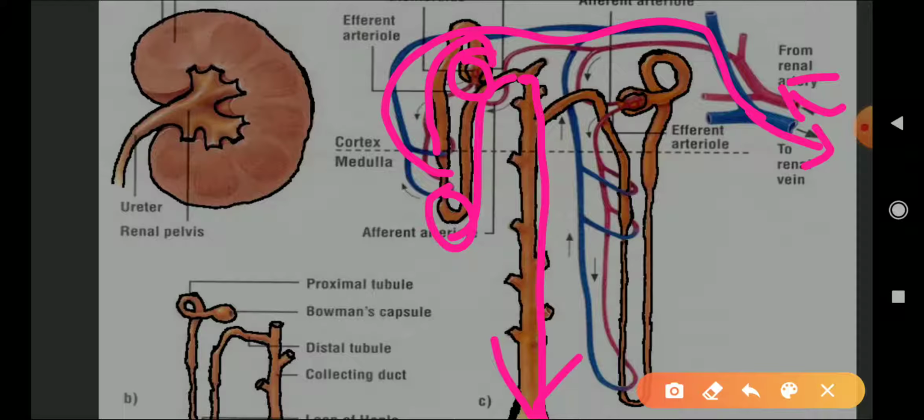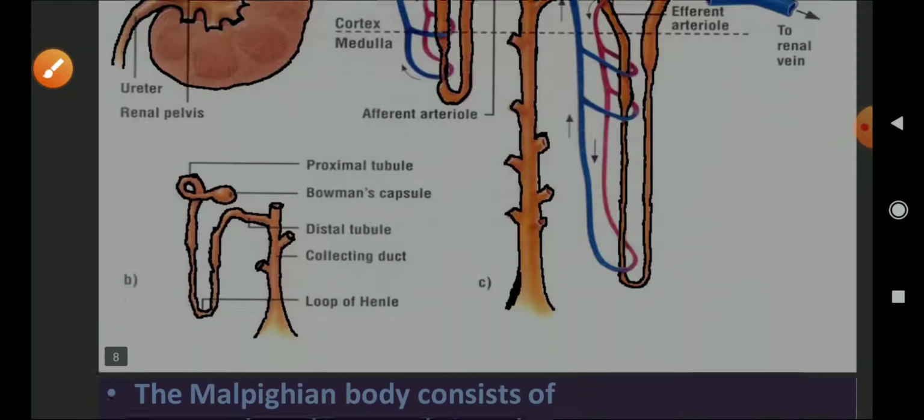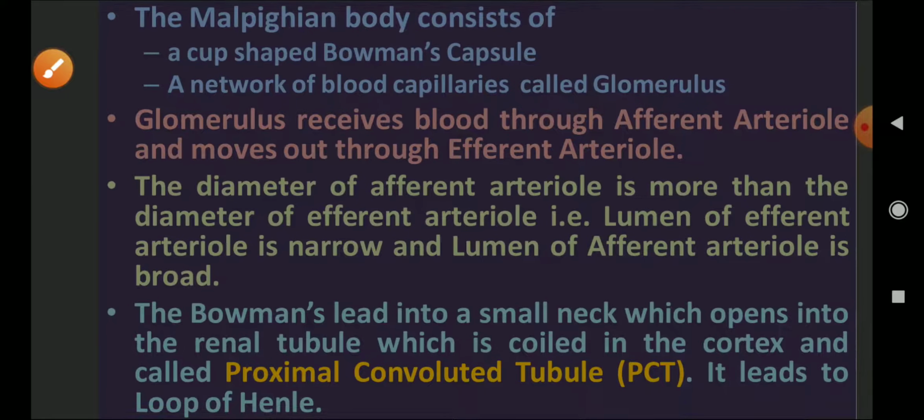It will be forming a network around the whole of the nephron, which is known as peritubular capillaries, and then it unites to form renal vein, and the renal vein then combines with the inferior vena cava. We'll study this one once again when we study about the formation of urine. So Malpighian body consists of cup-shaped Bowman capsule and a network of capillaries called glomerulus. Glomerulus receives blood from the afferent arteriole and moves out through efferent arteriole. The diameter of afferent arteriole is greater than the diameter of efferent arteriole. Lumen of the efferent arteriole is narrow, while the lumen of the afferent arteriole is broad.